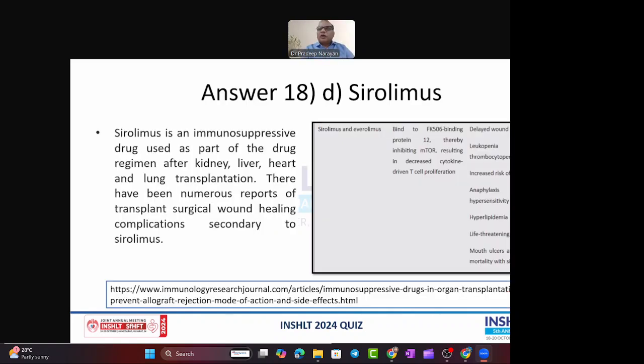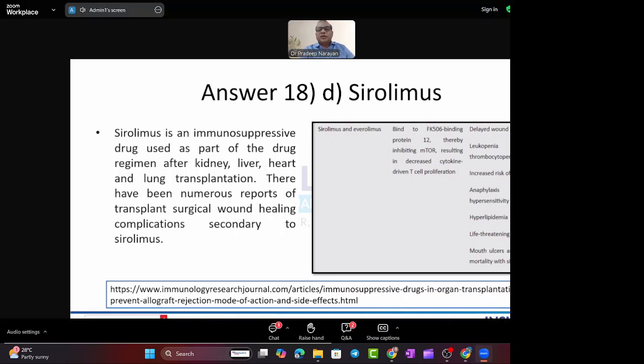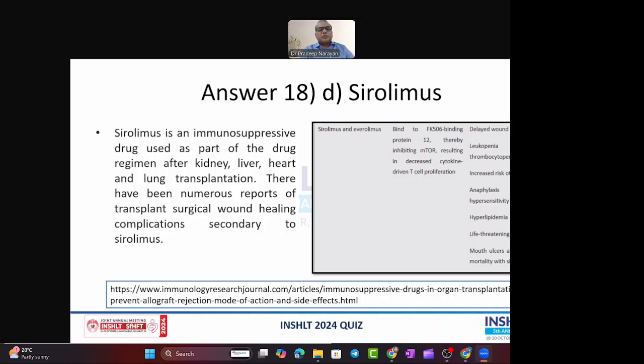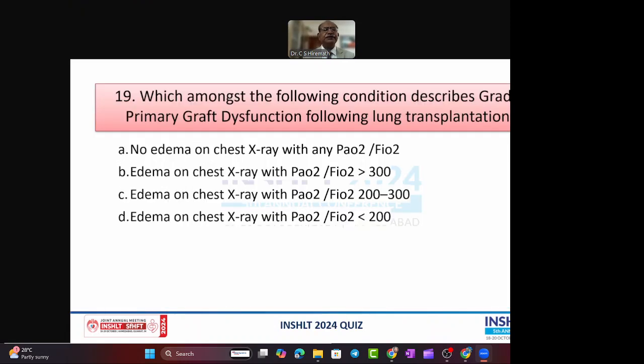Which of the following drugs is most commonly associated with impaired wound healing in the post-operative period? So again, all four drugs have some effect, but sirolimus has been shown to have the most profound effect on wound healing. And it is an immunosuppressant, as we all know. We know it from our PCI information as well. It is well known to decrease wound healing. There is enough evidence. You can see there is a link at the bottom as well. So sirolimus is the answer. Sirolimus, yeah. Thank you. Next slide, please.